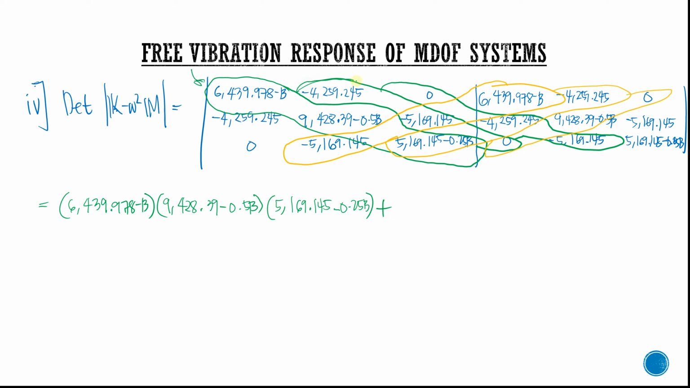Now if you look closely at the second diagonal, we have a 0 on this part. Now, any number multiplied by 0 is 0. So we have plus 0, plus the product of the third diagonal. On the third diagonal, we also have a 0, so any number multiplied by 0 is just equal to 0.